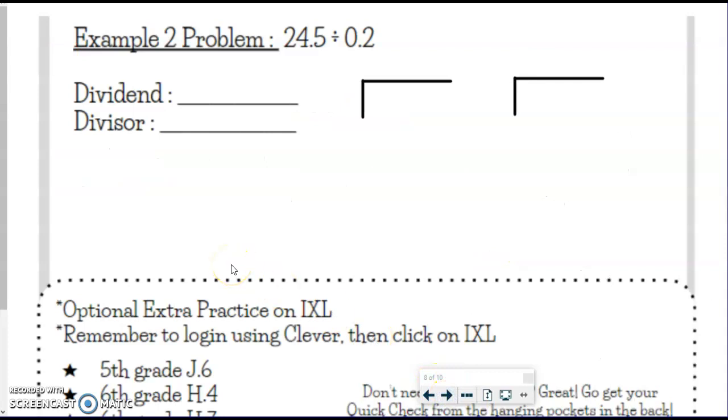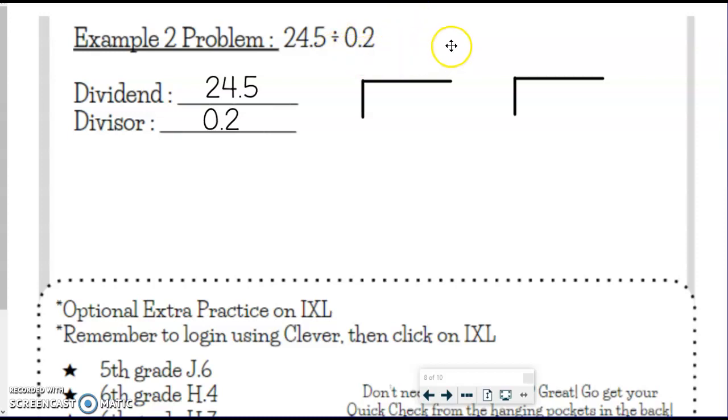I'm not going to do this whole problem with you, but I'm going to help you get it set up just to make sure you've got it. So we, again, identify our dividend and divisor like always, just to make sure we know which number is which. The first number is 24.5, so that's our dividend. Our divisor is 0.2. I'm noticing that there is a decimal in our divisor. That is a problem child for us. We've got to fix that problem.